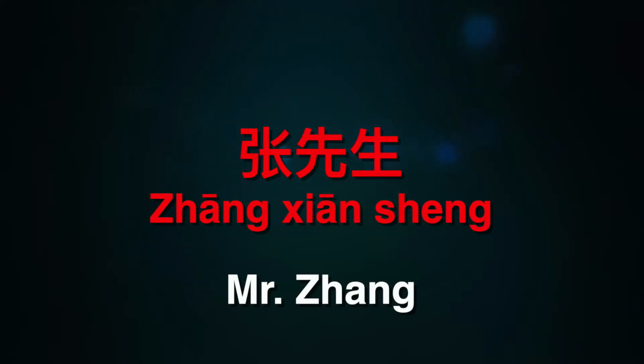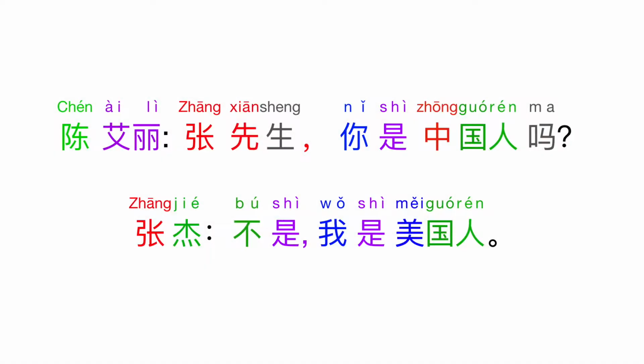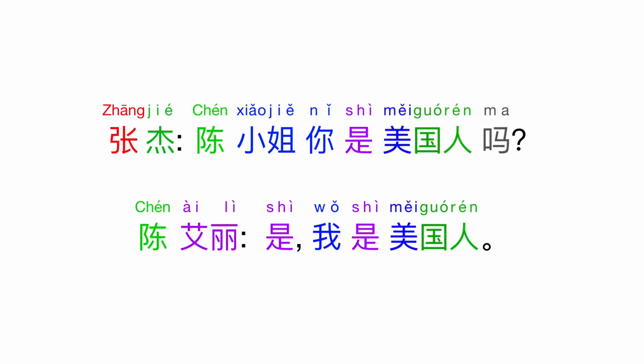张先生张先生，你是中国人吗？ 不是，我是美国人。陈小姐，你是美国人吗？ 是，我是美国人。 Okay, the next word is the way to say Miss or young lady.